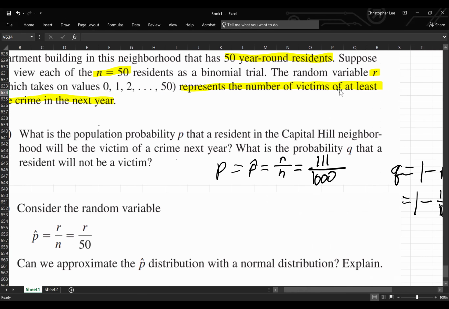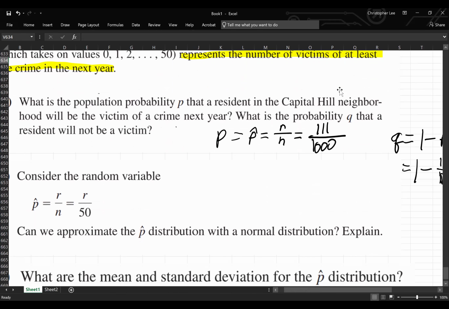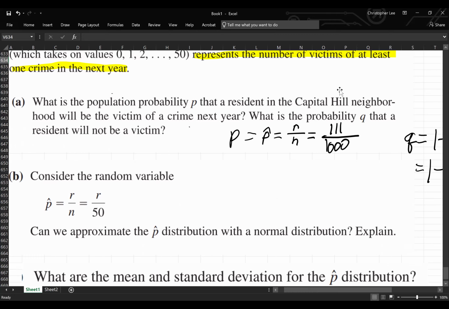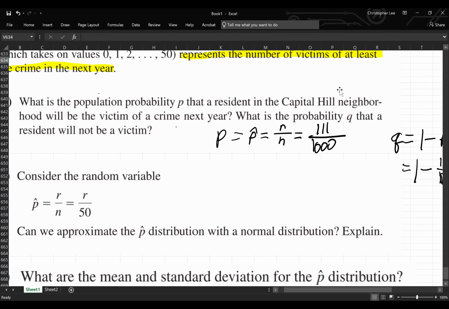Look at this next question. Consider the random variable p hat is equal to r over n, where it's going to be r over 50. Can we approximate the p hat distribution with the normal distribution? Explain. All right. Forget that top portion, right? Can we approximate the p hat distribution with the normal distribution?